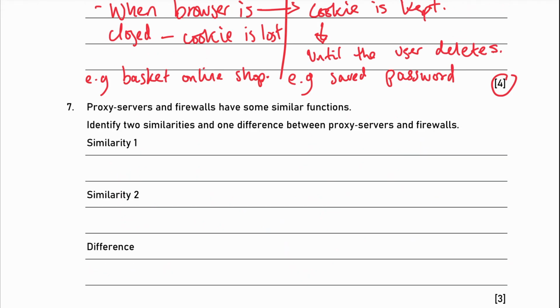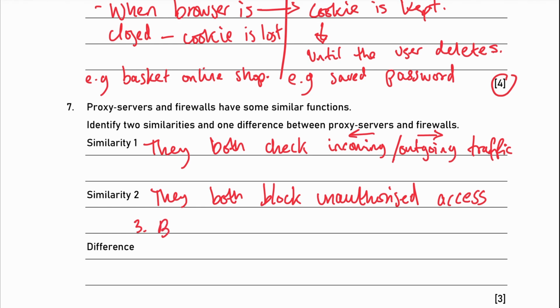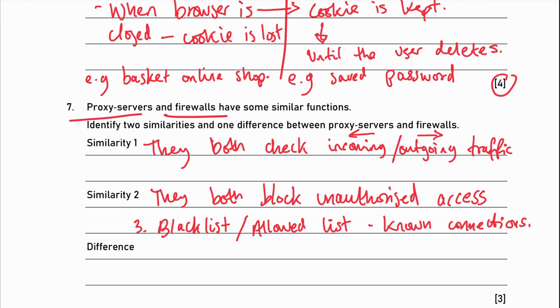And finally, one of the trickiest questions that come up in Unit 5, which involves proxy servers and firewalls. We have to name 2 similarities between a proxy server and a firewall, and then 1 difference. So we'll start with the similarities. They both check incoming and outgoing traffic. So they both monitor traffic going in and out of a network. They also both block unauthorized access to a network, and it does this by keeping a blacklist or an allowed list of known connections. So if a connection flags up that could be harmful, it won't be allowed into the network. And again, proxy servers and firewalls both do this.